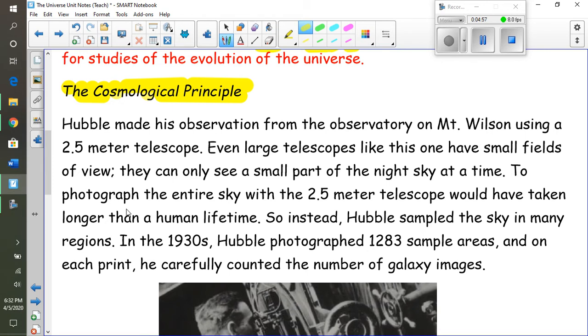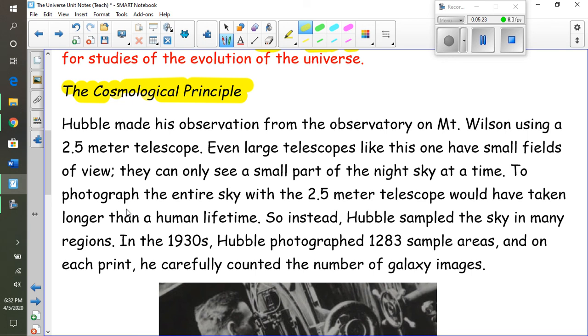Even the super large 10 meter telescopes or the 8-meter telescopes can only see a very small bit of the universe. To photograph the entire sky with that 2.5-meter telescope would have taken longer than a human lifetime. There's just no way to do it. So Hubble sampled the sky in many different regions.